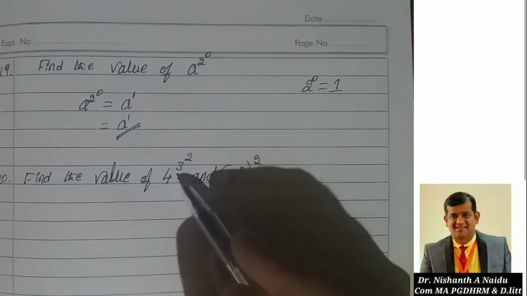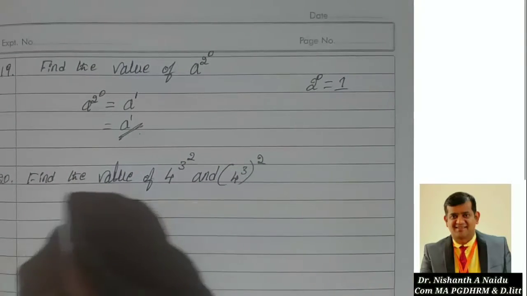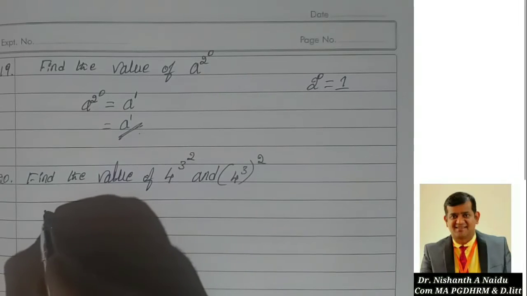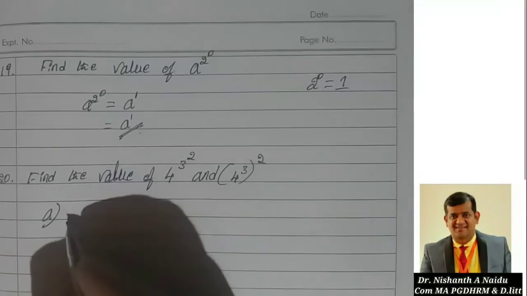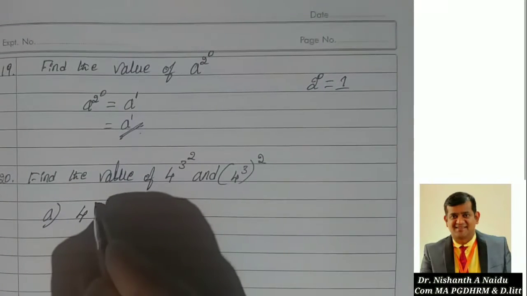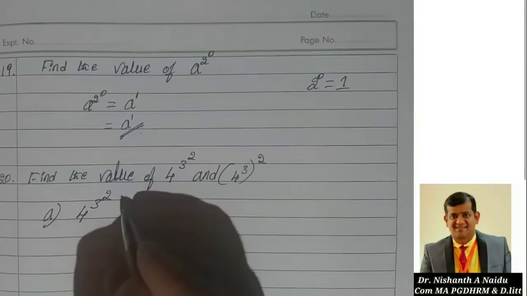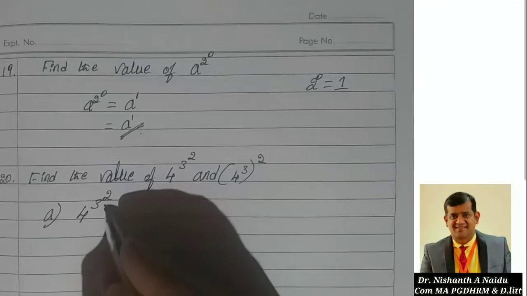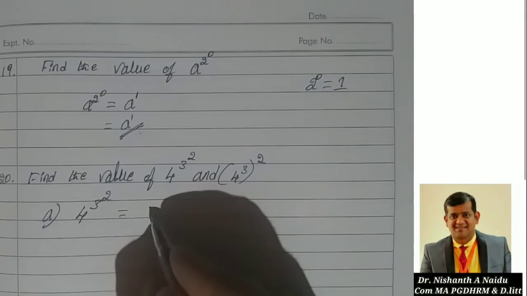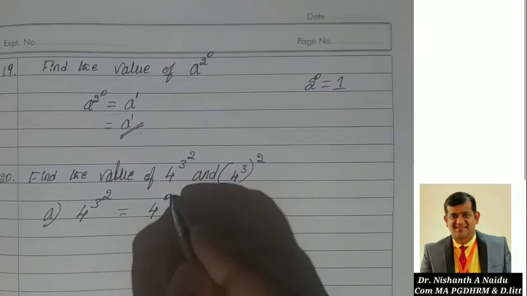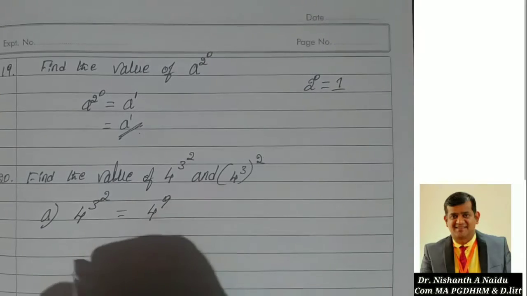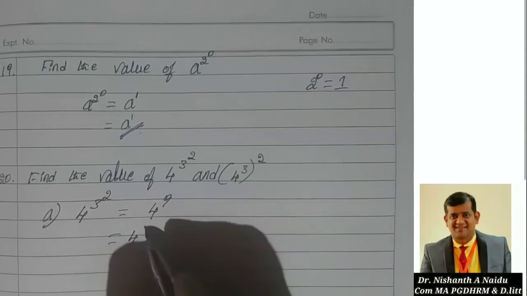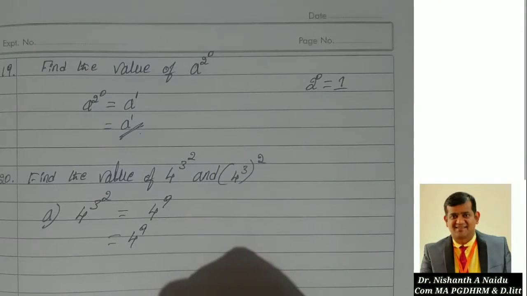Okay, so now I am going to solve this first one. Find the value of 4 to the power 3 to the power 2. So I am taking it as 4 to the power 3 to the power 2. That will be converted into what? 3 threes are 9. That is equal to 4 to the power 9. So the answer for this is 4 to the power 9.